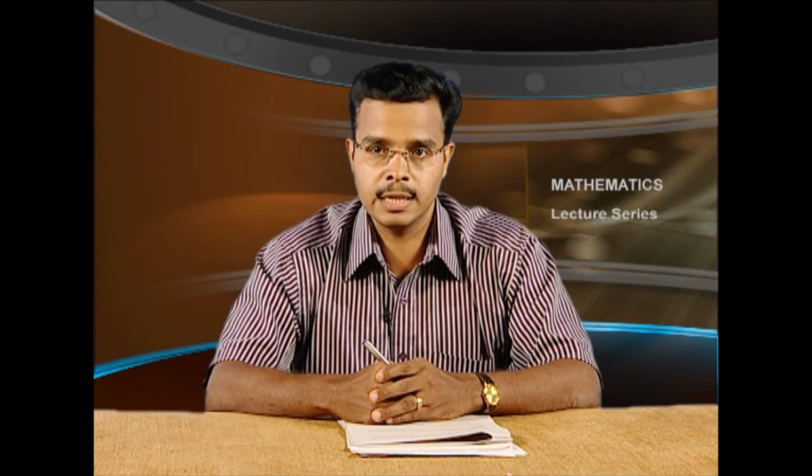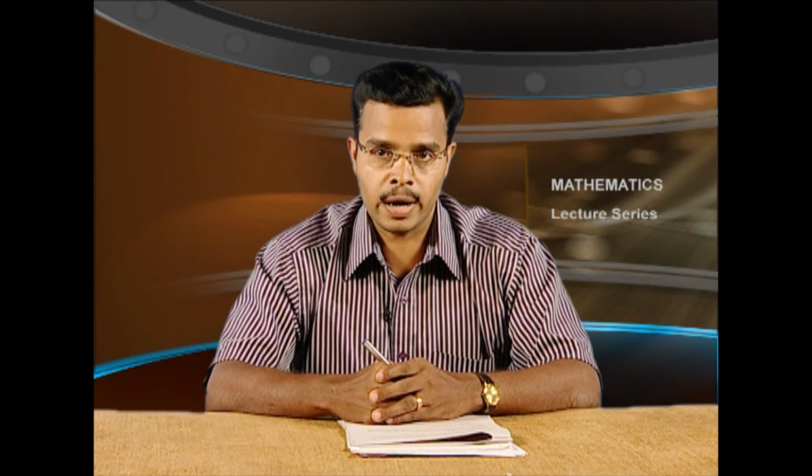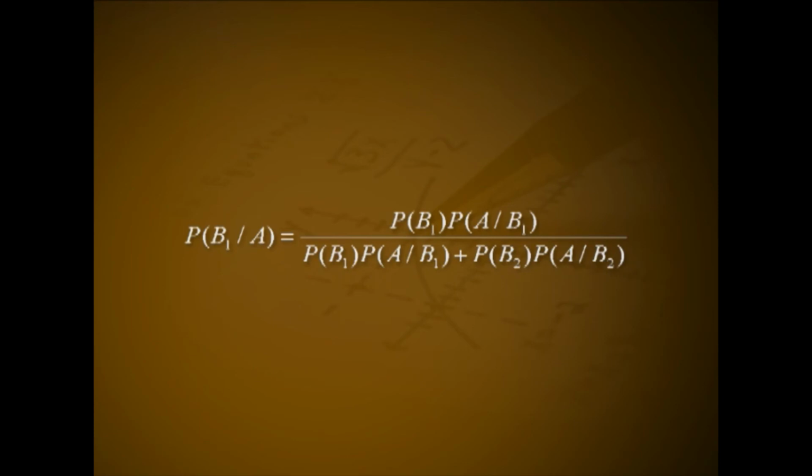Now, to find the probability that he has the disease, mathematically it is to find P of B1 given A. By Bayes' theorem, P of B1 given A equals P of B1 into P of A given B1 divided by P of B1 into P of A given B1 plus P of B2 into P of A given B2. It is given that 1% of the population actually has the disease. Hence, P of B1 equals 0.01 and P of B2 equals 0.99.